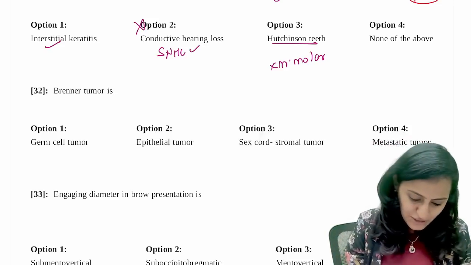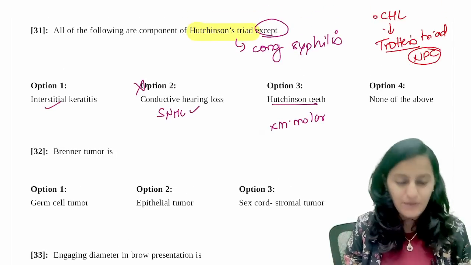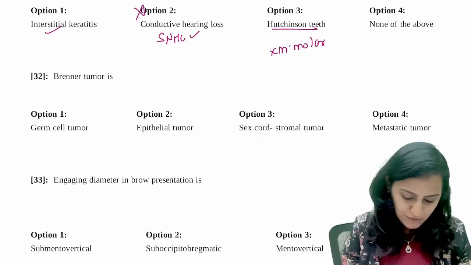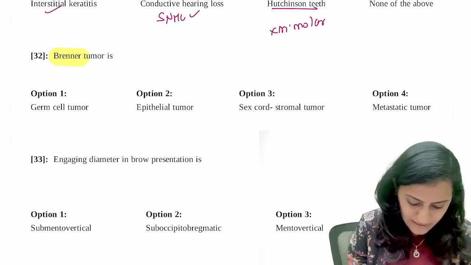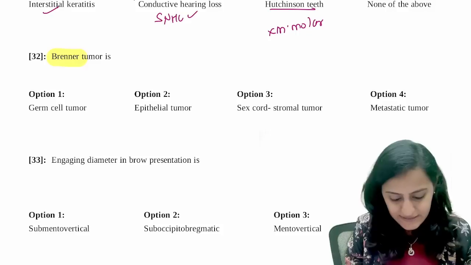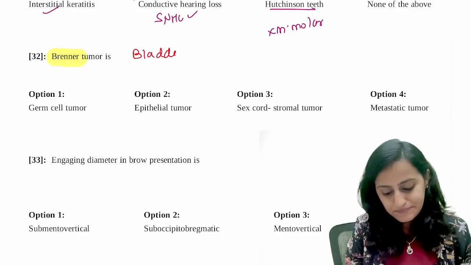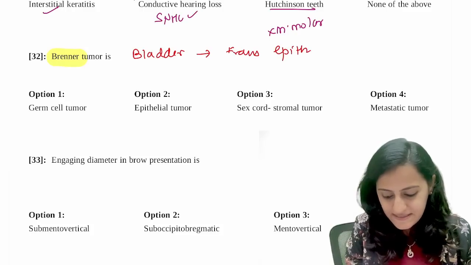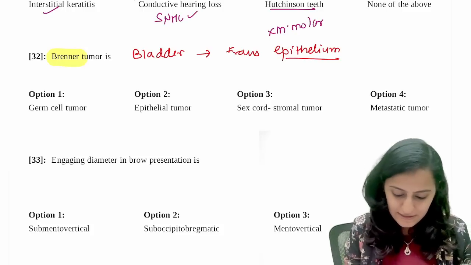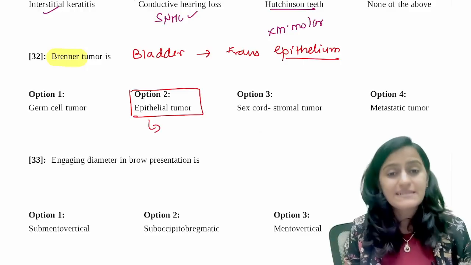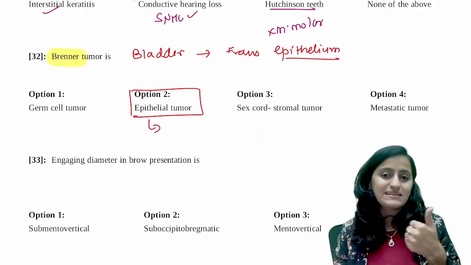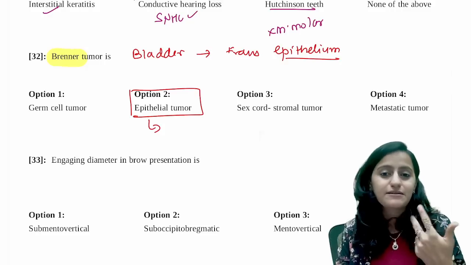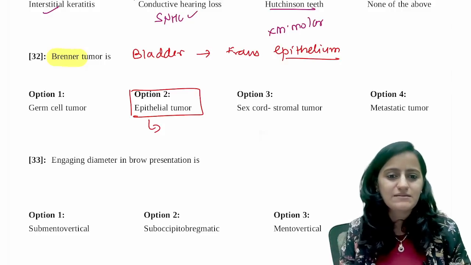Starting with question number 32, we had seen question number 31 about Hutchinson's triad. Coming to question number 32, that is Brenner's tumor. Remember, Brenner is rhyming with bladder, and bladder has transitional epithelium. So remember, this is a transitional epithelial tumor. Similarly, the other epithelial tumors are the clear cell, the serous, the mucinous, right? The various types of epitheliums that can be there.